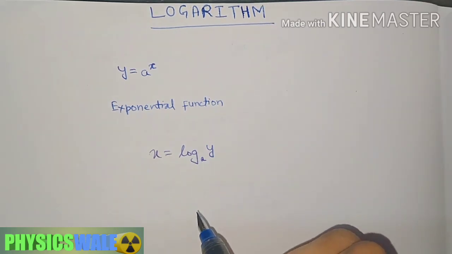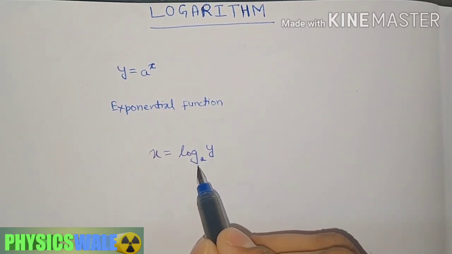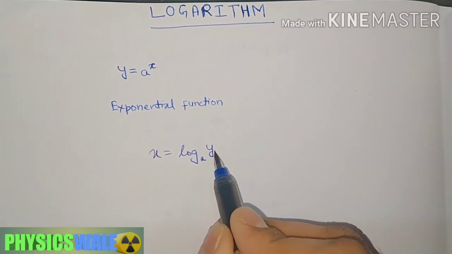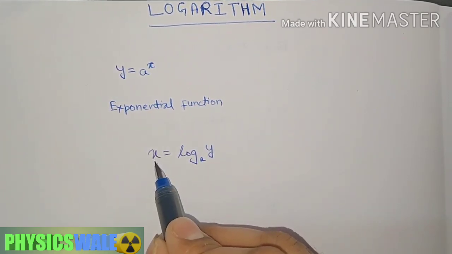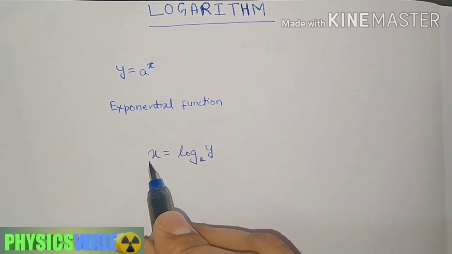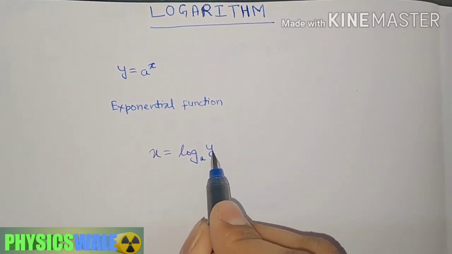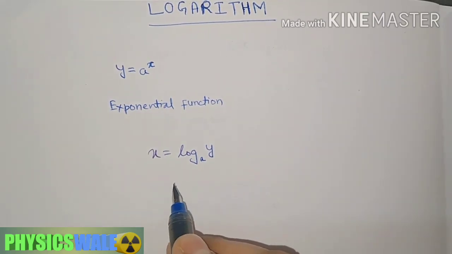The only difference is that this equation tells me what power of a I should put so that I get y. So this x gives me the result. This x is nothing but the power of a that I should raise it to so that I get the value y. Let us learn this through an example.